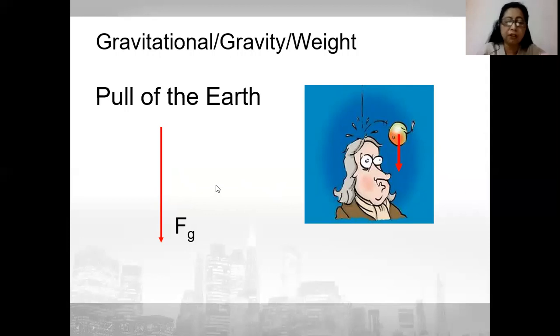So gravitational force is the reason why an apple fell on Newton's head. So the force is exerted, or the pull is exerted on the apple, causing it to fall. So the direction of the force is downward. The symbol for the force of gravity is F sub g, or F subscript g.